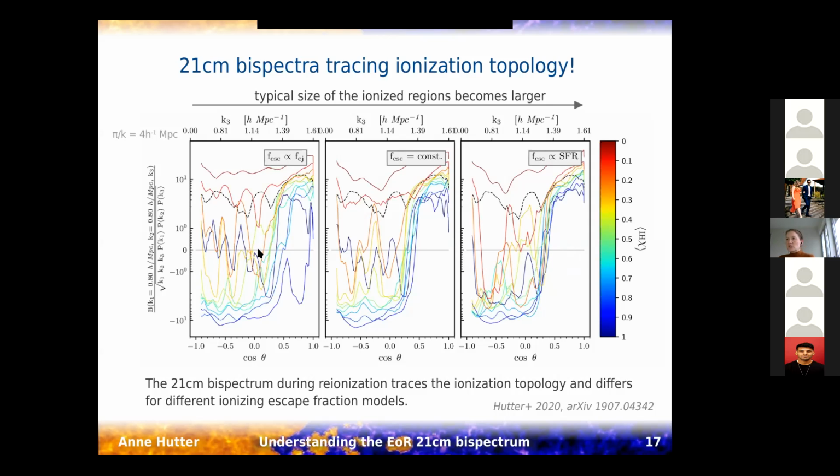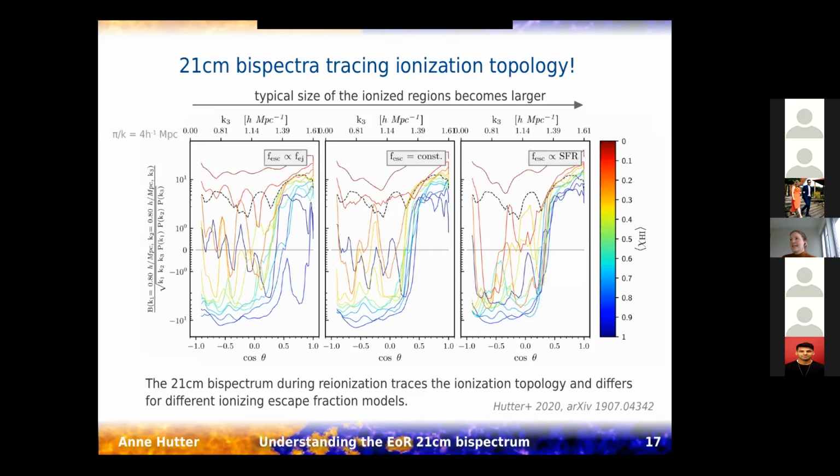However, if this is not the case, the triangle configurations at which the bispectrum switches its sign will be far more spread out. And this is, I think, a really nice distinguishing tool, because detecting a sign change might be easier than detecting an amplitude.